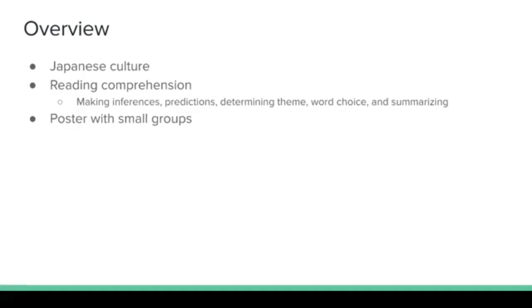So a little bit about the overview for this literacy unit. It has a theme focusing on Japanese culture, so students can get an appreciation for that and get a window into it. And our unit is on reading comprehension, so we are really focusing on these skills: making inferences, predictions, determining theme, word choice, and summarizing. And the big project for this unit is for students to create a poster in their small groups of 4.